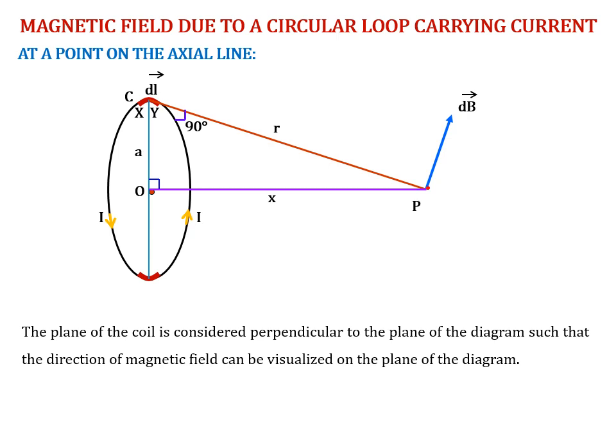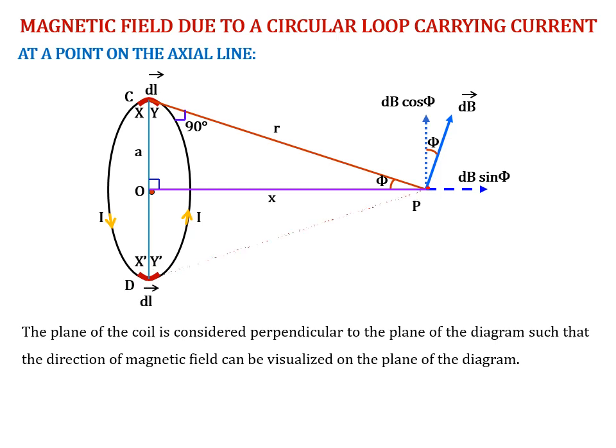Let us assume the angle between r and x to be phi. So dB will make an angle phi with the vertical. If we resolve dB into its components, we will have dB sin phi along the horizontal and dB cos phi along the vertical direction.